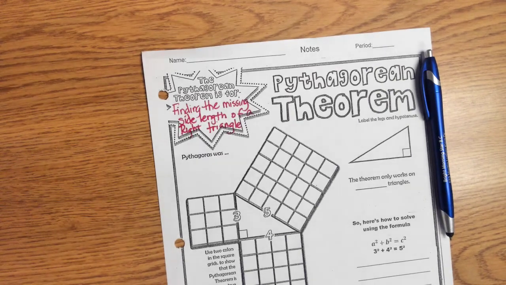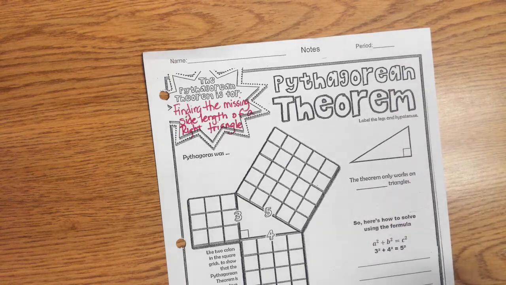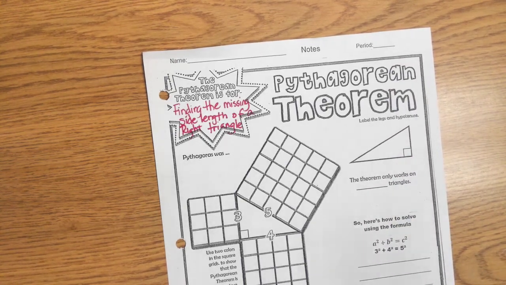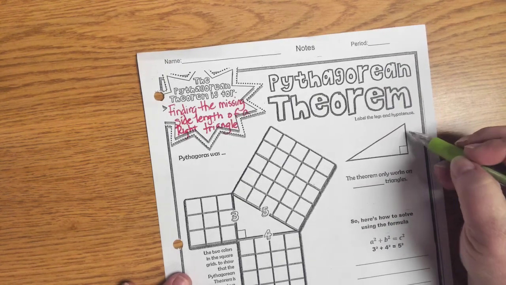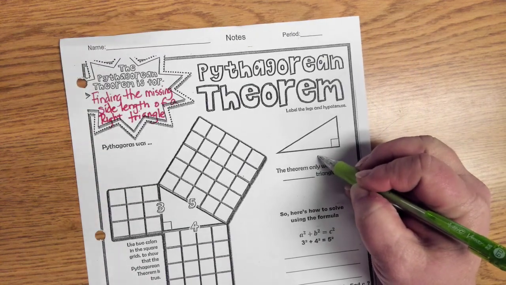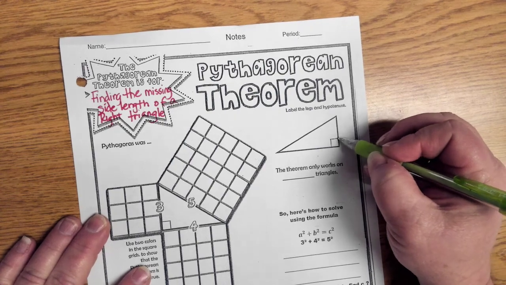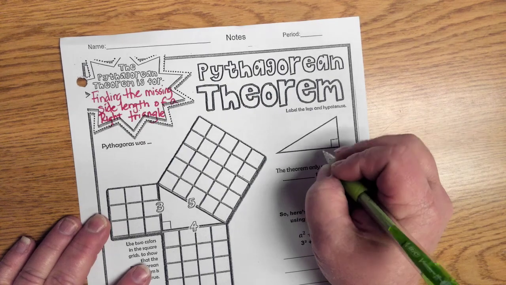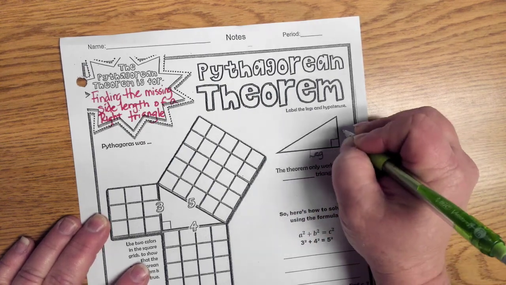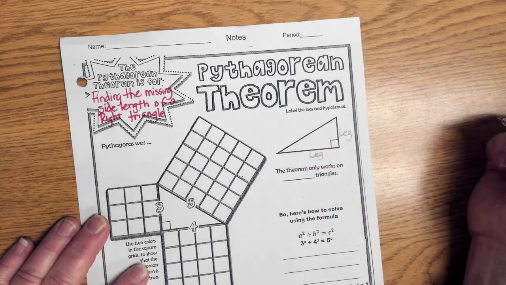The Pythagorean theorem is used for finding the missing side length of a right triangle. Okay? So, we have 3 sides to a right triangle right here. Okay? This is your right angle. And the right angle connects the legs, what are called the legs of the right triangle.